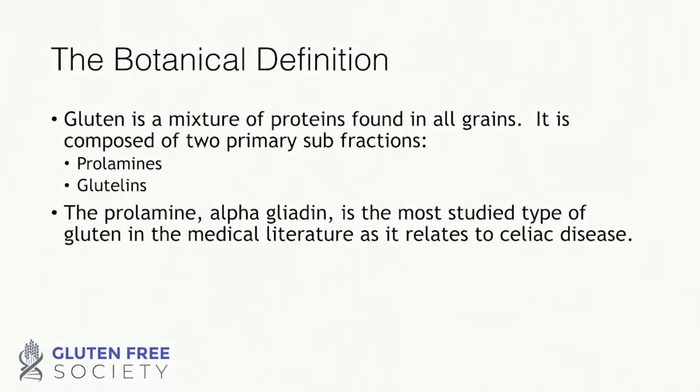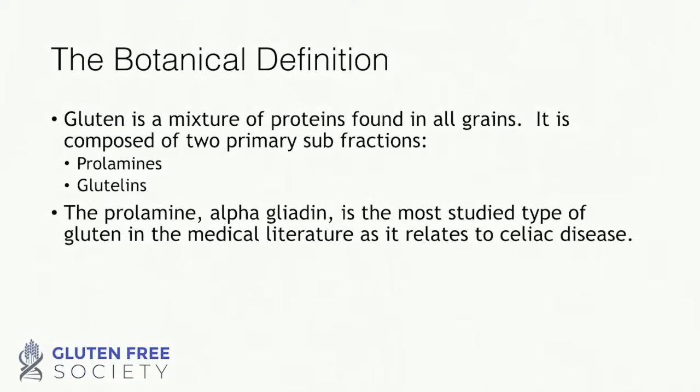And it was a scientist by the name of T.J. Osborne who actually originally separated out these different gluten proteins. He figured out chemically how to extract them from different plants. He's actually sometimes referred to as the father of plant protein chemistry. And so what we know about gluten is that gluten is a mixture of proteins, okay, found in all grains. It's composed of two different types of subfractions, or two different types of subproteins. Now, these proteins are called prolamines and glutelins.